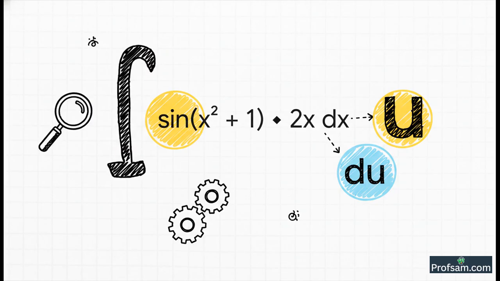All right, let's put this into action with our problem. First, we need to pick u. We can see that x squared plus 1 is the inner function, right? It's sitting inside the sine. And look at that. Its derivative, 2x, is conveniently waiting for us right outside. What a perfect setup. So it's a no-brainer. Let's make u equal to x squared plus 1. And when we differentiate it, of course, we get du equals 2x dx.